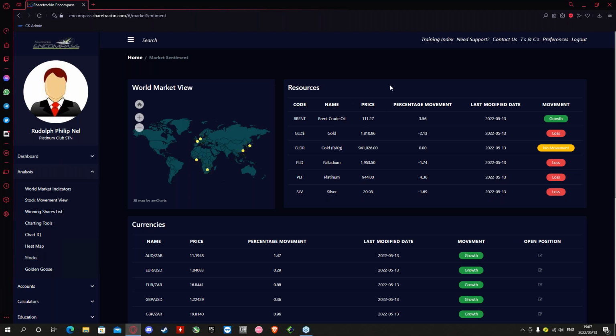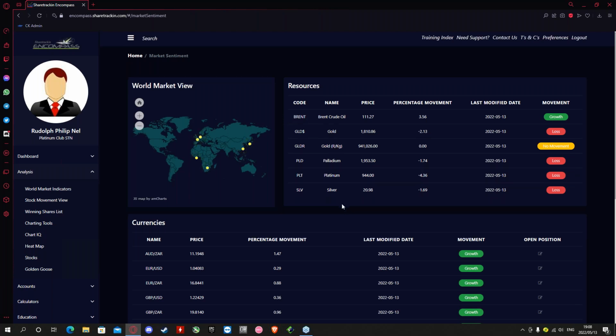$111.27 per barrel. And then with your percentage movement, it will show you it's 3.56% that it went up, and then the last modified date would be today, and so growth means that it went up. Okay, and then also the gold, it shows you gold in Rand. That's obviously per kilogram, and that is in dollars, so that would also be per kilogram, but that's only in dollars. Okay, and then obviously your palladium, platinum, and your silver.